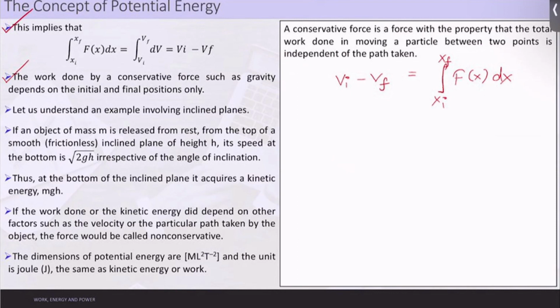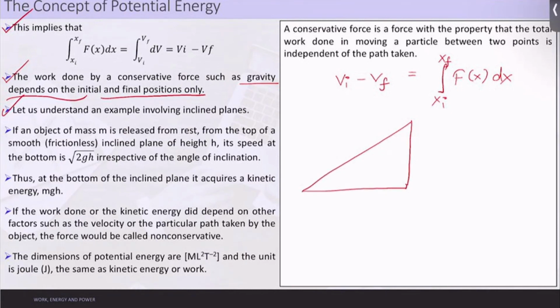Now let us understand the second line. The second line says that the work done by a conservative force, examples are given. What are the examples of conservative force? Such as gravity. It depends on the initial and the final positions only, which is quite evident because it is independent of the path. Next, let us understand an example involving inclined planes. What is basically an inclined plane? This is an inclined plane.